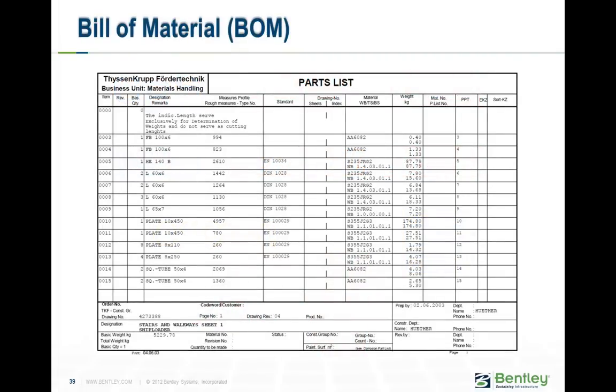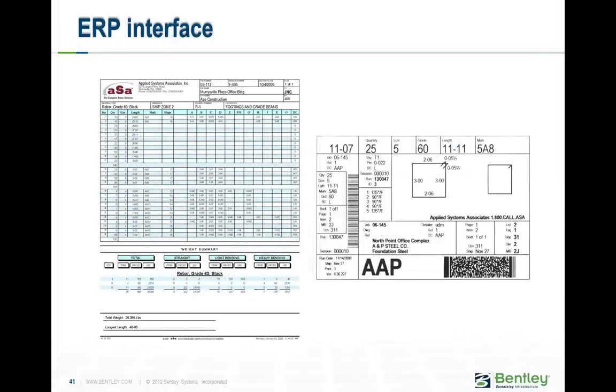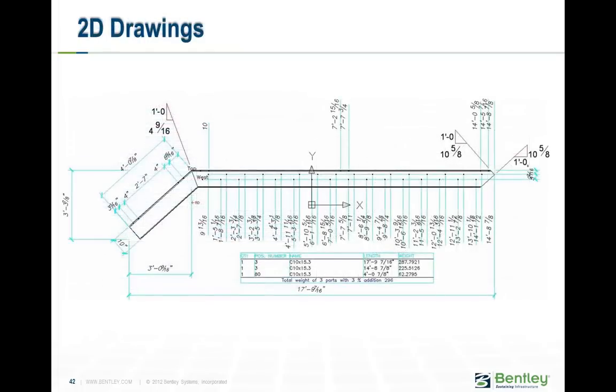To create a bill of material, ProStructures doesn't only create a Microsoft Access database, there's a form generator implemented to create easy to customize lists fully automatically. This includes bending bar schedules, including schematics and scaled pictures. Again, everything is open. This includes the export to any ERP or PPS system.